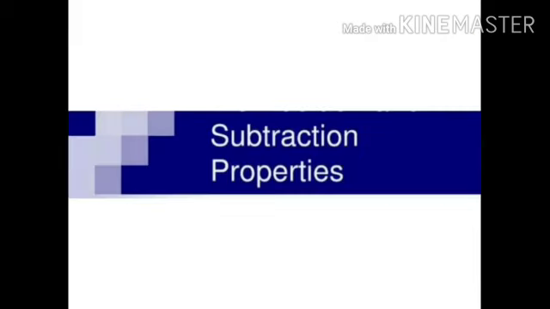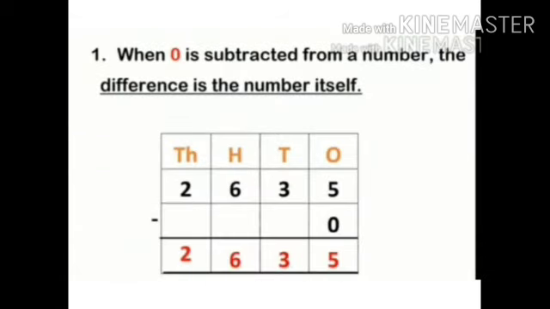Now let us learn the concept of subtraction properties. When 0 is subtracted from a number, the difference is the number itself. Example, 2635 minus 0 is equal to 2635. So, if 0 is subtracted from any number, we will get the original number only.